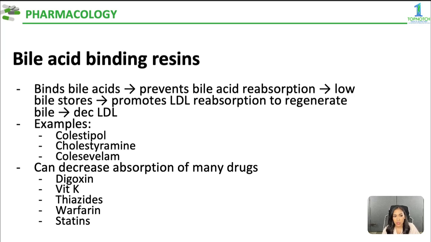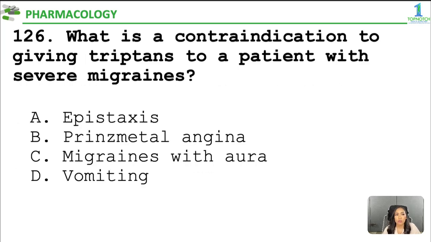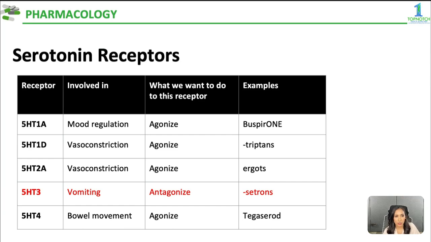Okay? Alright, let's go to the next one, 126. What is a contraindication to giving triptans to a patient with severe migraines? The correct answer is Prinzmetal angina. Why? Let's review serotonin receptors first.